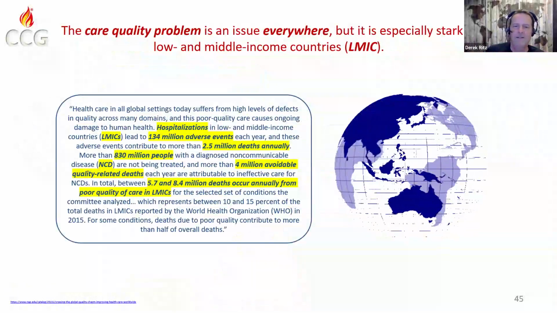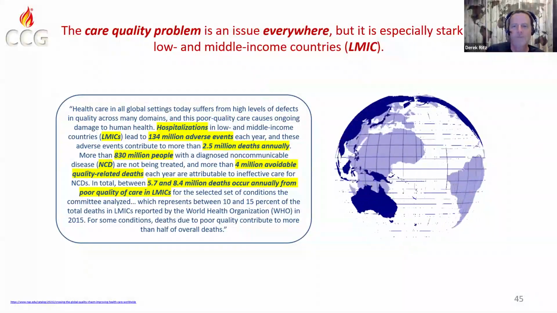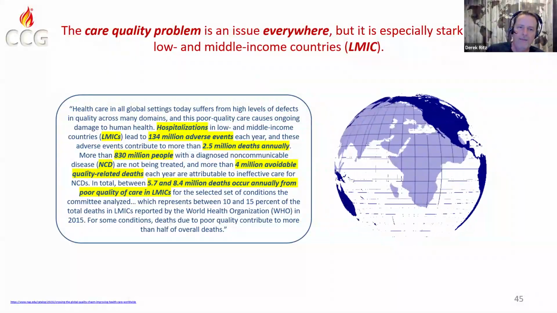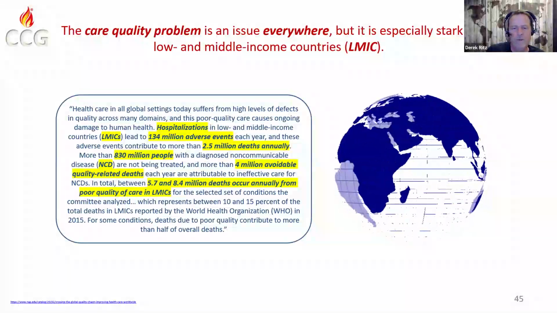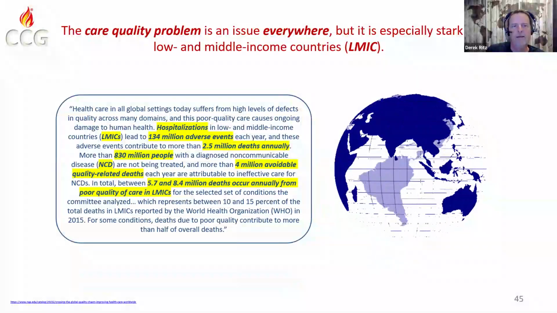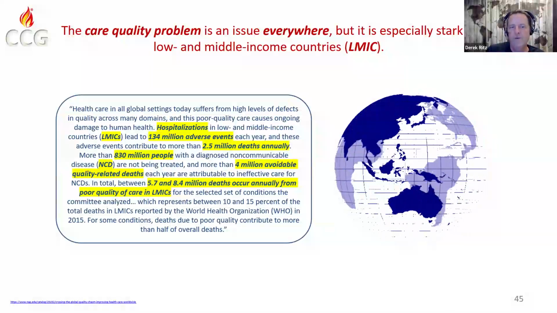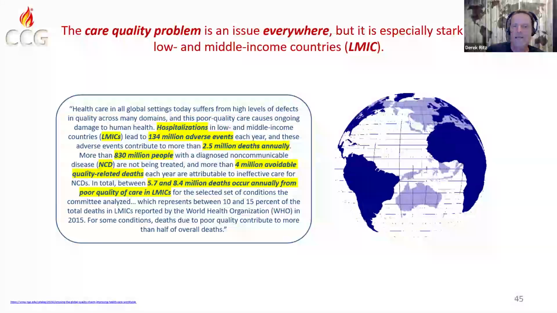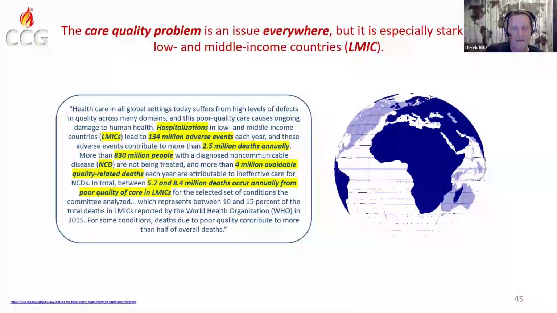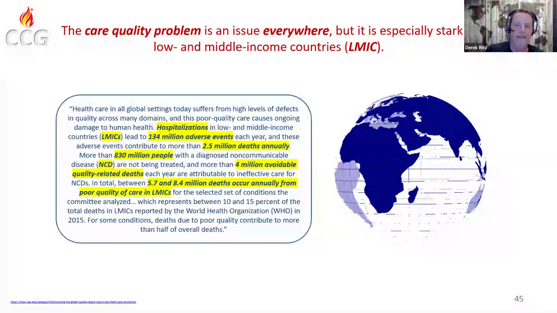I've just given some statistics from home. I've told you already, I do most of my work in the 150 countries that aren't in the OECD. And these numbers are a little bit older. This is from 2018 or 2019, I think. But this is staggering. Absolutely staggering. Between 5.7 and 8.4 million deaths occur annually, not because people don't have access to care, because people are killed by the care they're getting, by low quality, poor quality care.